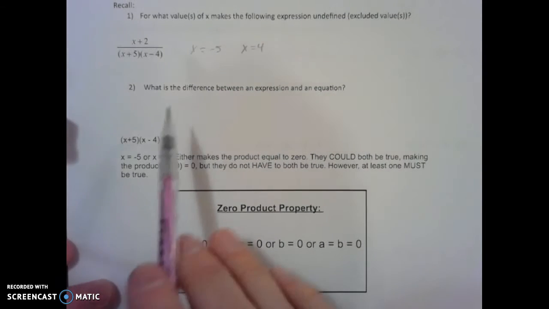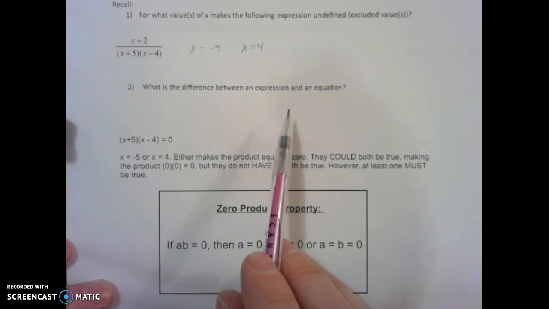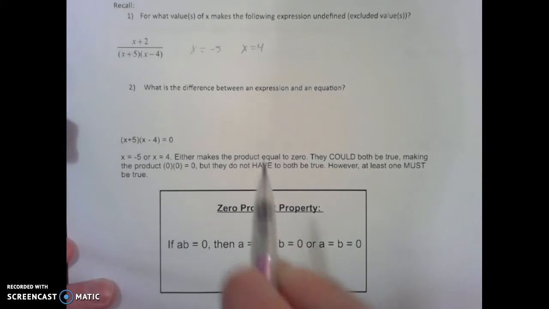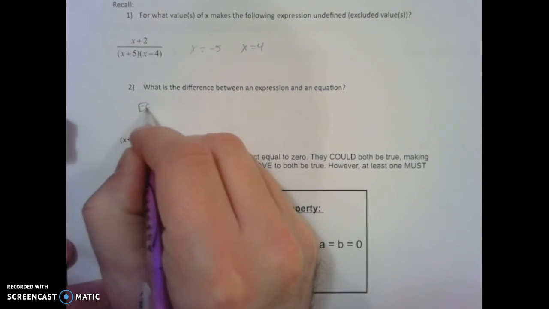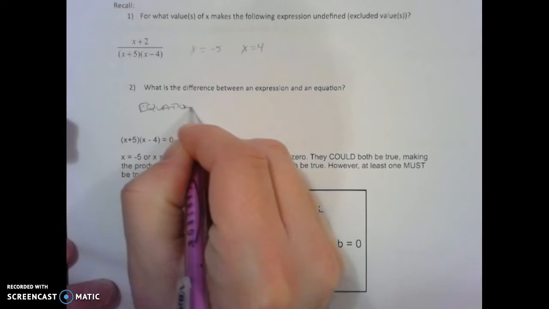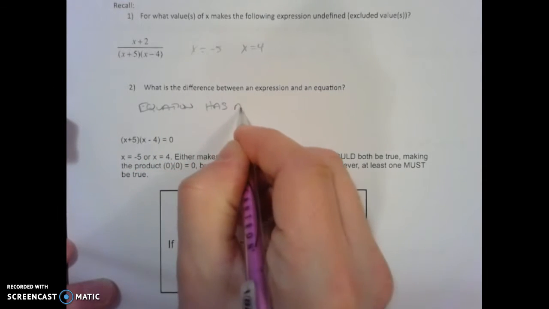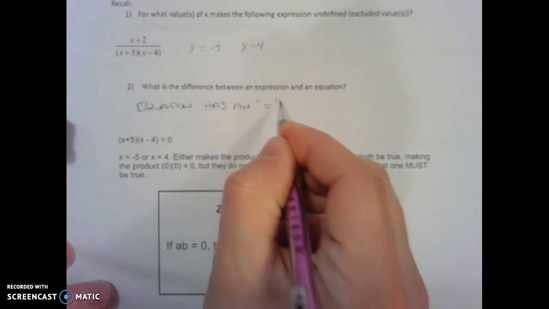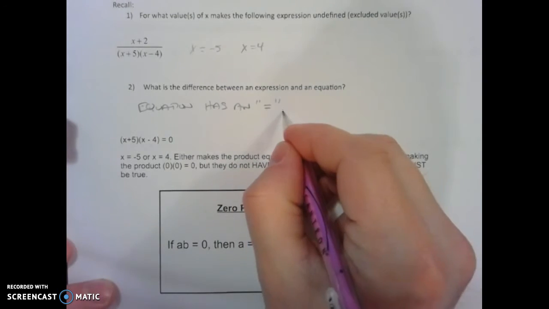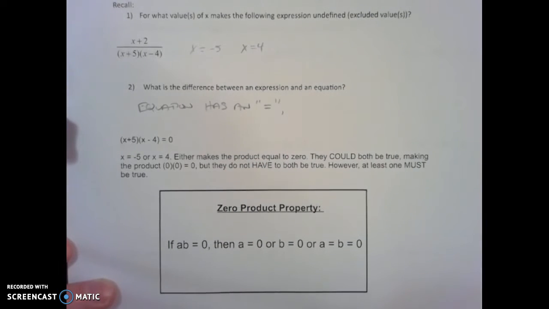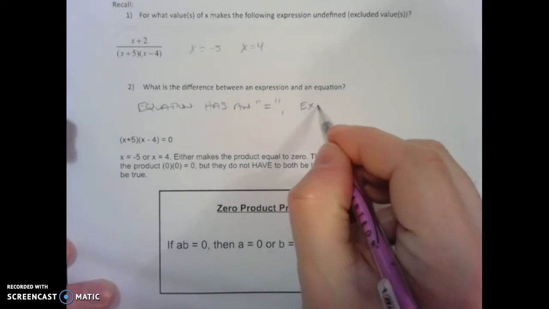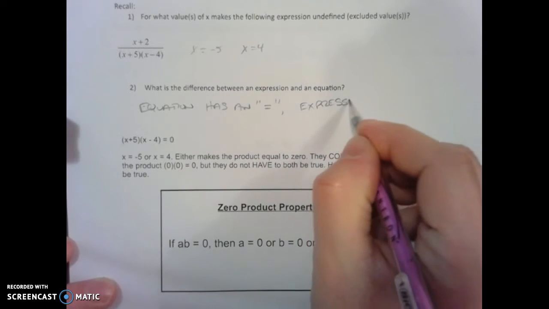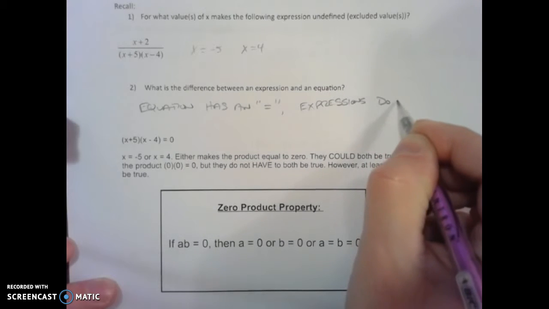Okay, now in question 2 it says, what's the difference between an expression and an equation? Well, the biggest difference, or in fact the difference, is that an equation has an equal sign. That's why it's called an equation. Equations have an equal sign, and expressions do not.